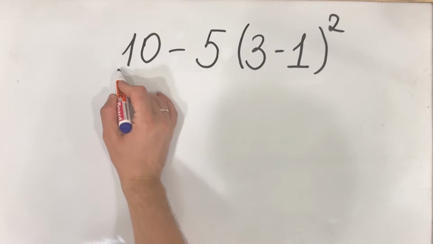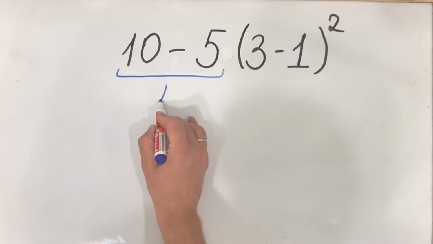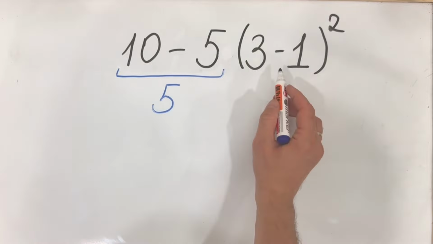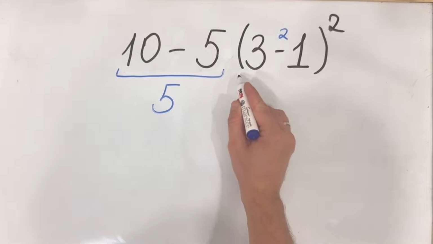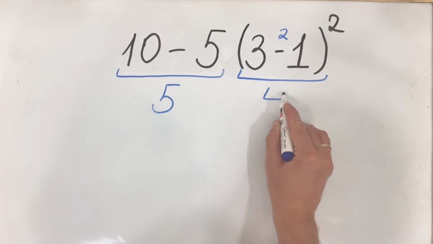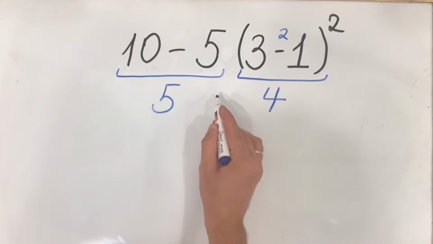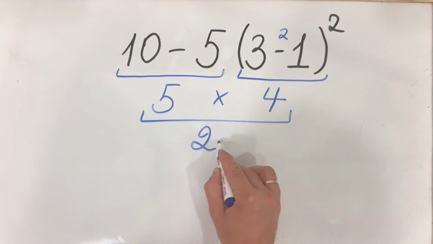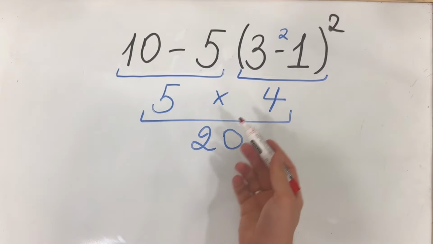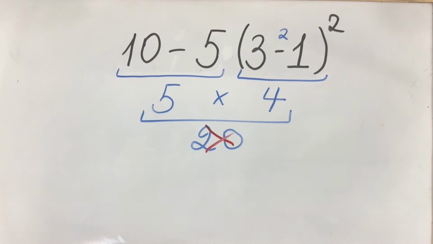10 minus 5 equals to 5. 3 minus 1 equals to 2. 2 squared equals to 4. 5 multiplied by 4 is 20. But this answer, of course, is not correct.